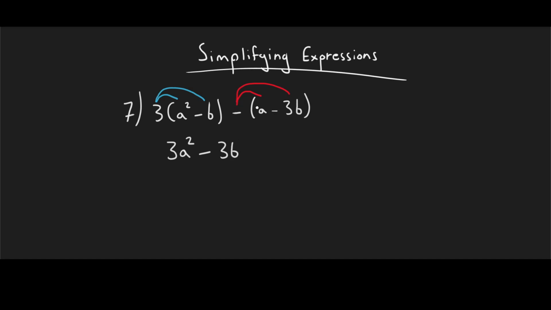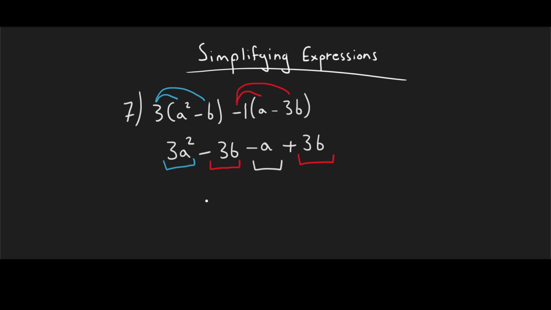Negative times a, imagine this as if it's negative 1. So it's like saying negative 1 times a, which will give me negative a. Negative 1 times negative 3b will give me positive 3b. So let's see our terms. We have the a squared term right here. We have the b term. We have another b term. And we have the a term.